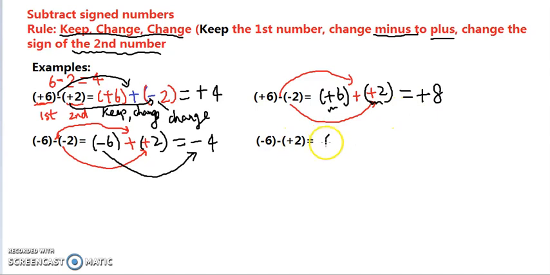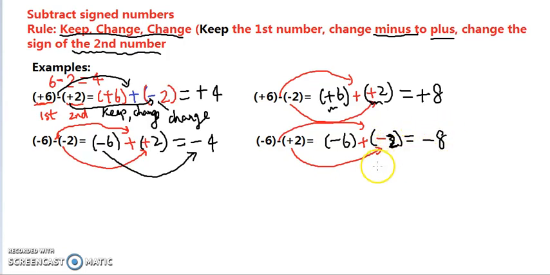Now the last example, we first use keep, change. So this minus will become a plus, and next another change, plus will become minus. And so we get negative 6 plus negative 2. For this addition problem, we use rule number 1 of addition. If they have the same sign, it's like debt plus debt, we get a larger debt. So negative plus negative, we still get a negative, and a larger debt, 6 plus 2, that will give us 8. So that's a negative 8.